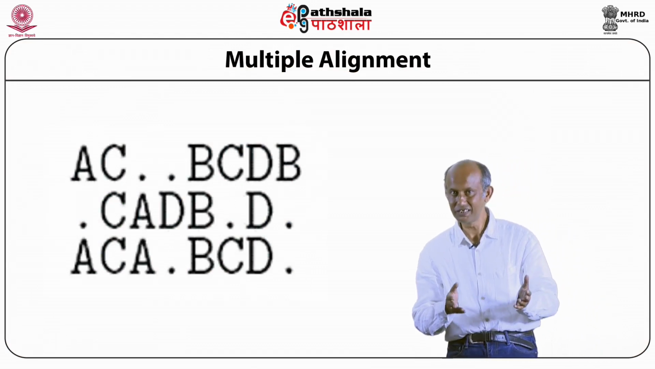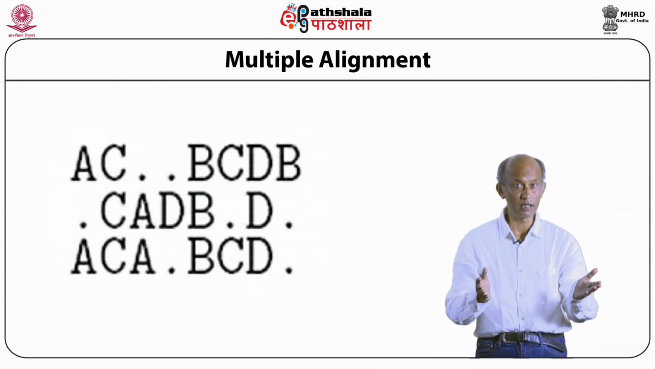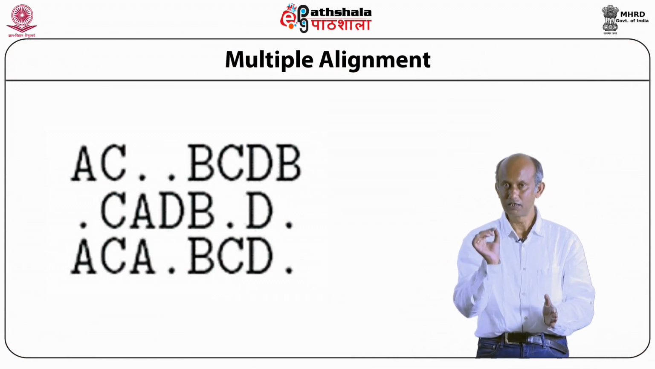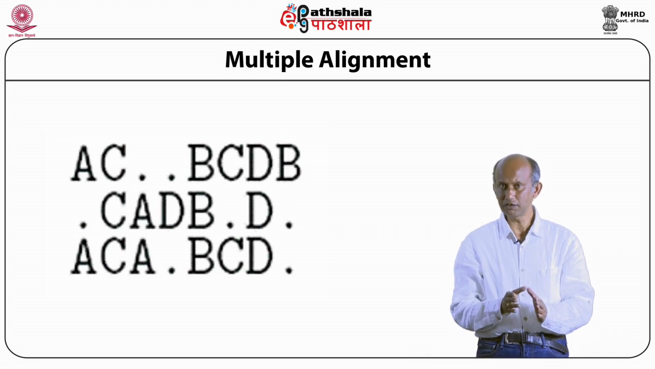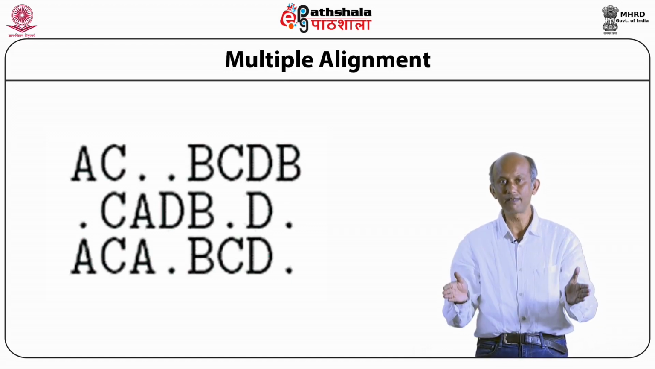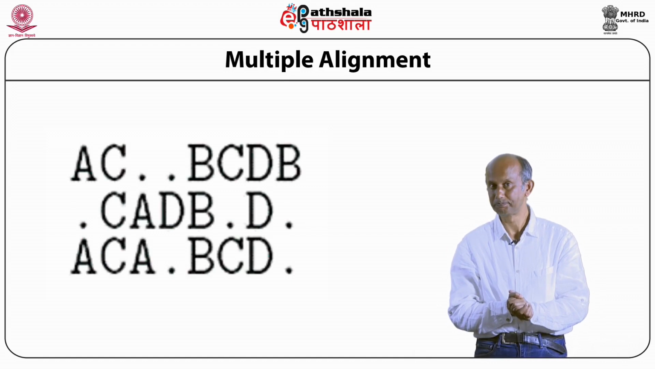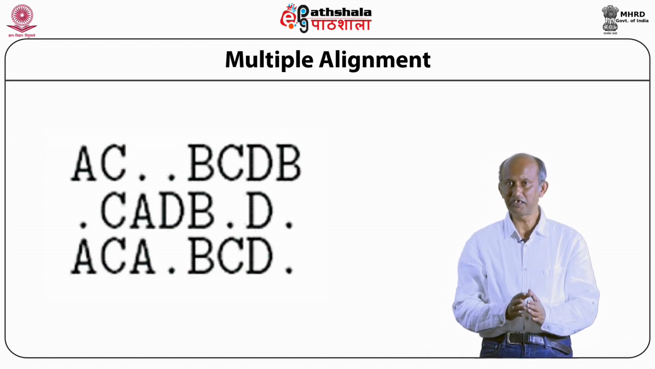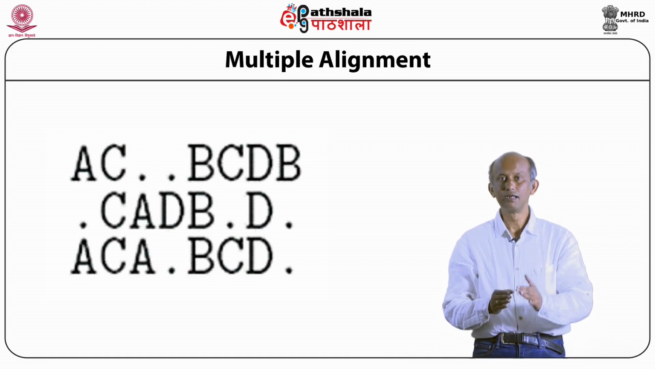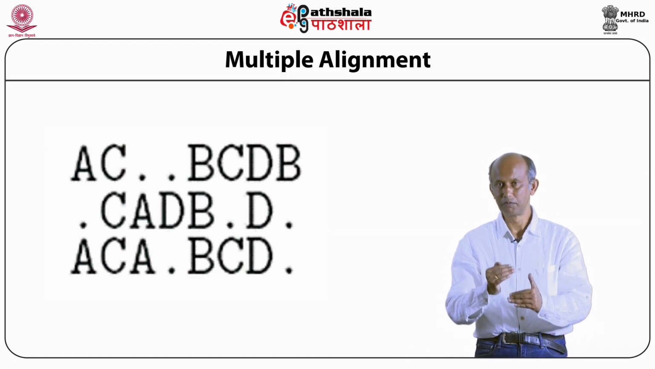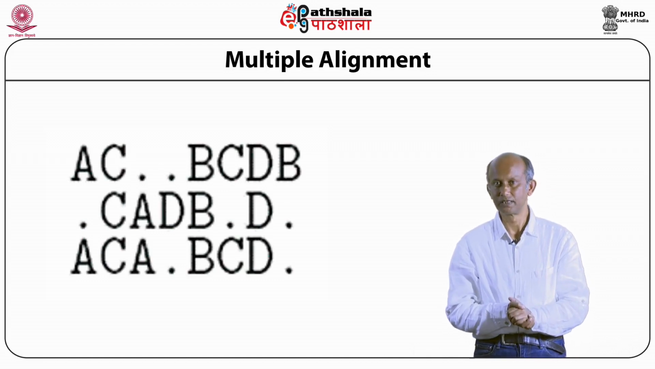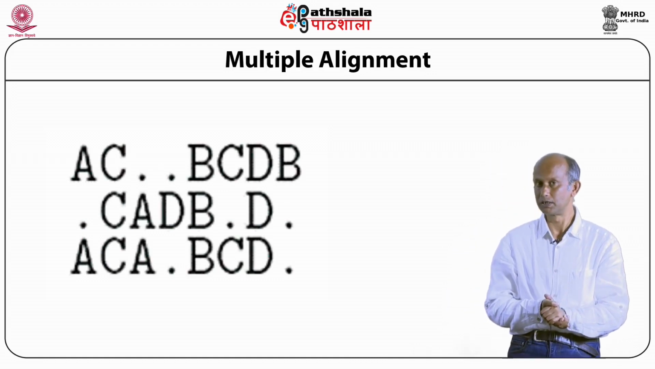So here you have 3 strings, they are of different lengths. They have been arranged in such a way that spaces have been added into the strings so that the total length becomes the same. Now, as you can see out here, while doing this, care has been taken that maximum matching between the different strings is also achieved. And that is the purpose of multiple alignment.